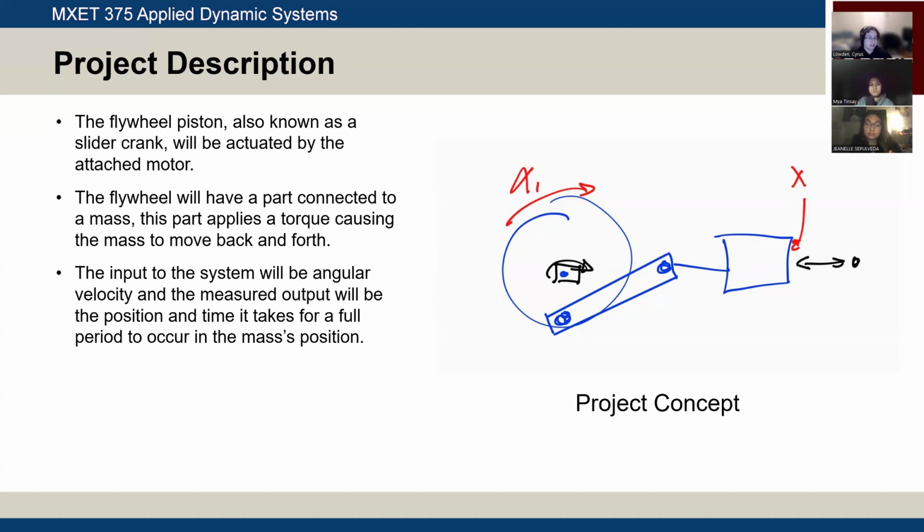So the input to our system will be velocity, which will be measured from our flywheel, and then our output will be measured as position. So doing this from our position, what we will do is calculate the period of the movement. So we'll be able to find out how often it's completing a full period. This will be useful because from our experimental data, we will be able to compare that to our simulated data to see how accurate the data will be. So the main goal of this system is basically to understand how the rotational motion is turned into linear motion, and that's the project description.